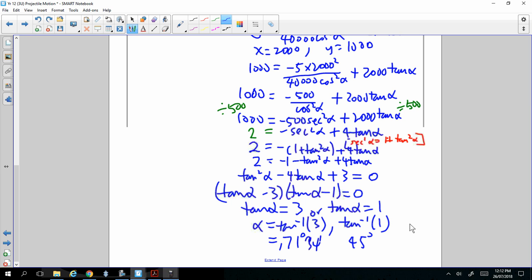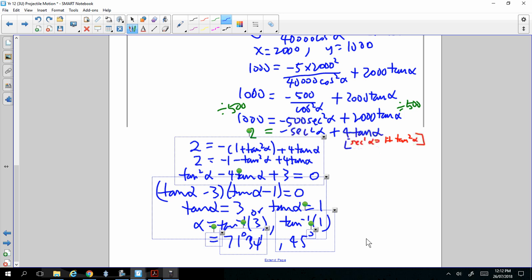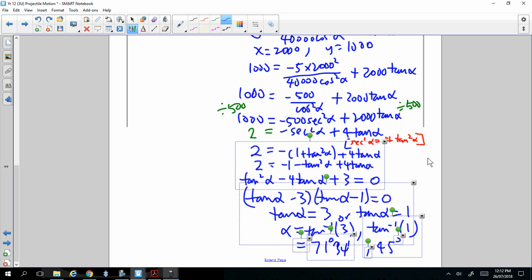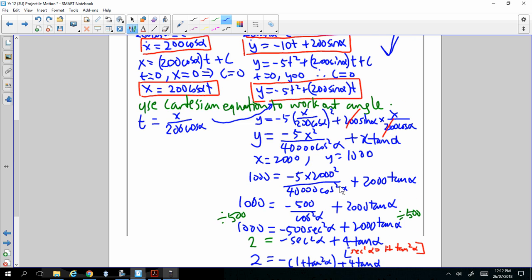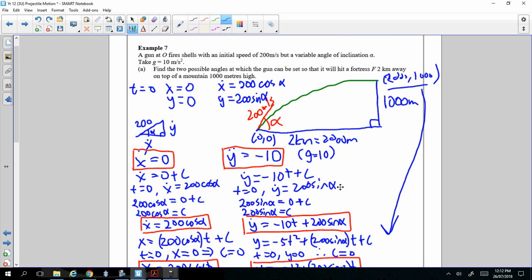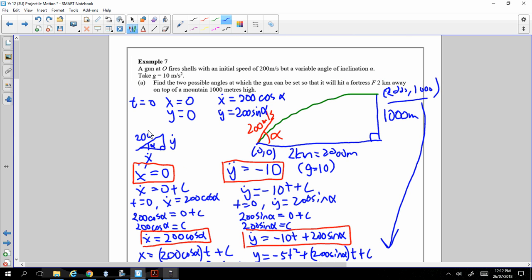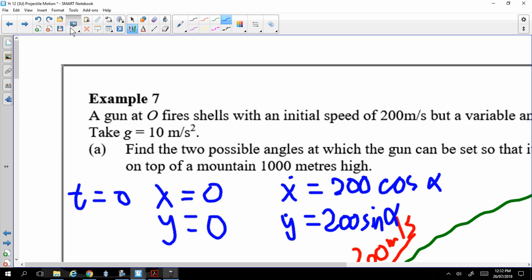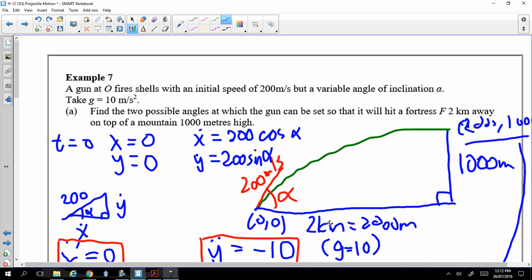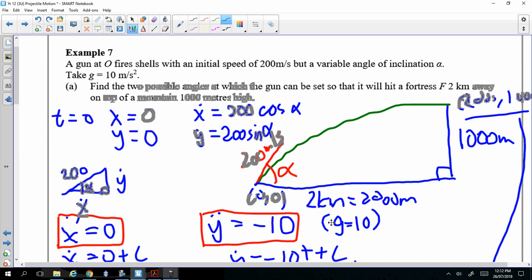Okay, good. So now we're going to illustrate this on a diagram. On the diagram, you see there are 2 possible angles you can use to hit the fortress 2 kilometers away. The first one is 45 degrees, which goes like this. And then there's another one which is 71 degrees, which I could draw in a different color pen, which also hits that fortress 2 kilometers away. So there are 2 possible angles.